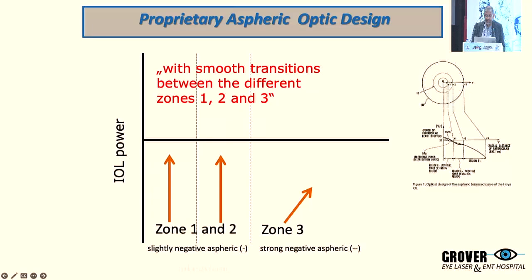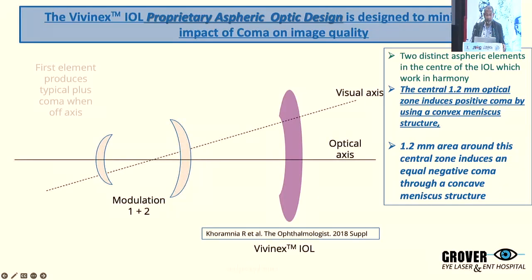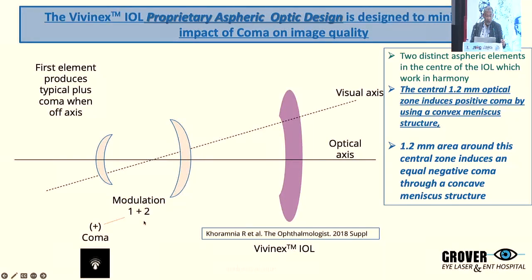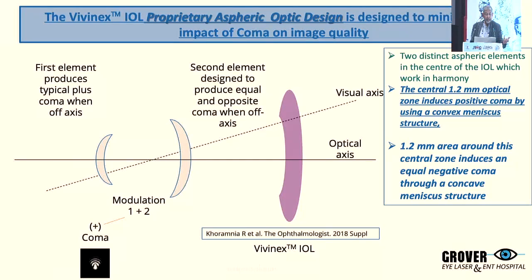In the central 1.2 millimeter area, and the area surrounding it, we have a slight area of positive asphericity, then a slight area of 1.2 millimeter diameter of negative asphericity, and then there is a continuous zone of negative asphericity. What this does is, the first element produces a typical plus coma when there is a decentration of the lens, and the second element produces equal and opposite coma when the lens is off the axis.